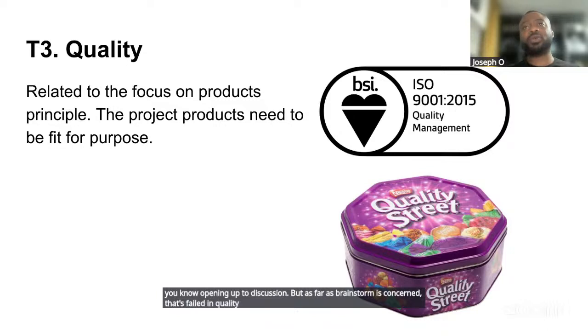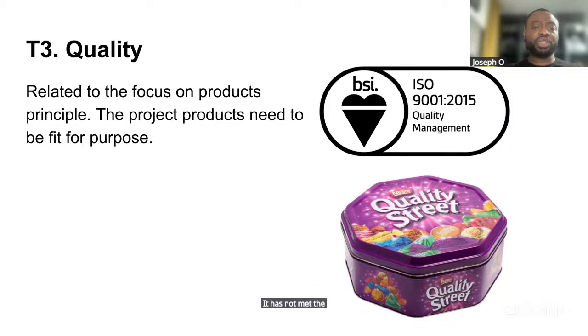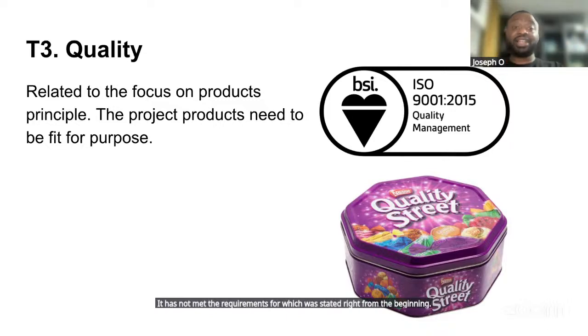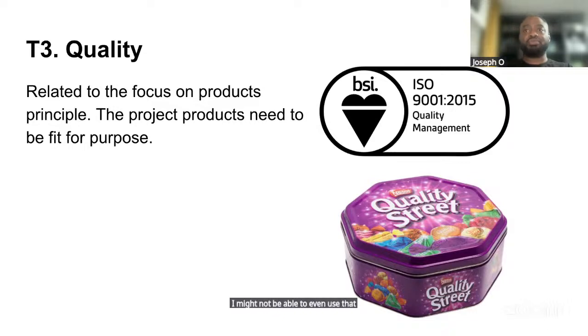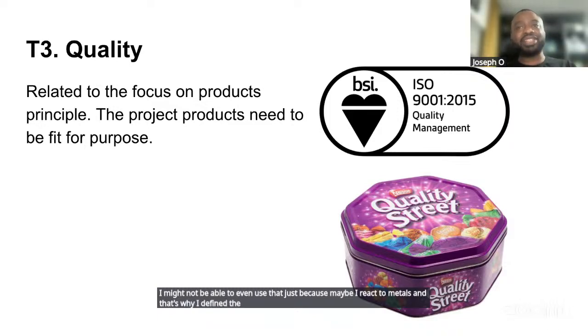And why it has failed in quality is that it has not met the requirements stated right from the beginning. For example, I said a plastic Swatch watch. It could be that I cannot wear metallic watches, and the Omega watch that the person thinks is a more quality watch, bought at a bargain price, I might not even be able to use because maybe I react to metals, and that's why I defined a plastic watch at the beginning.